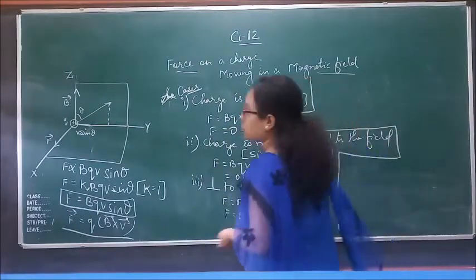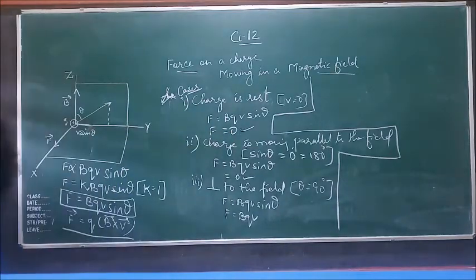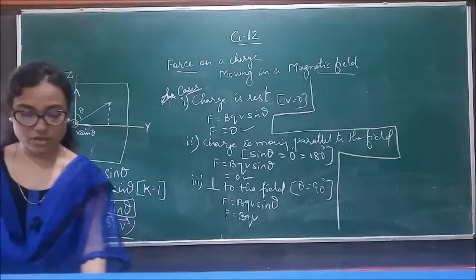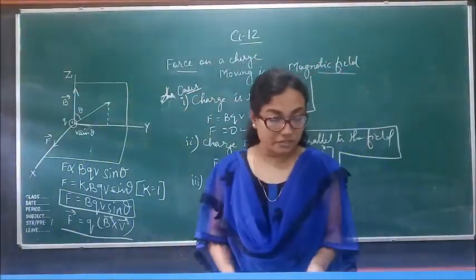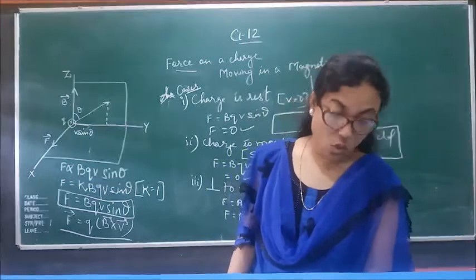Here I am going to write the numericals because I don't have space. So for the numericals, I have to take the question. What is the question? The question is: in a chamber, a uniform magnetic field of 6.5 Gauss.